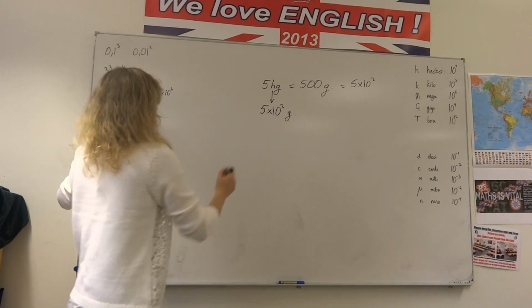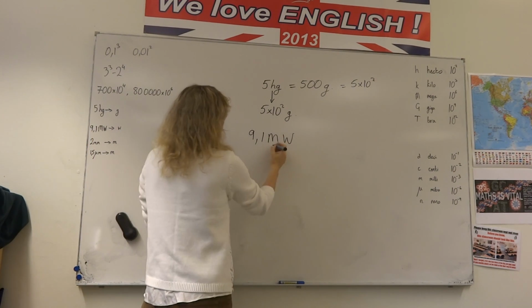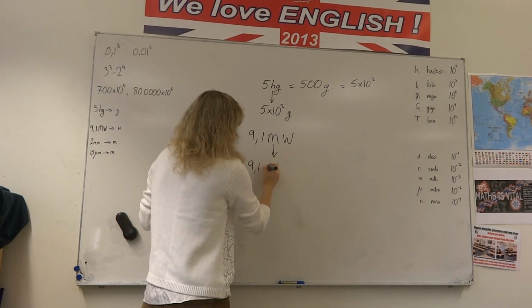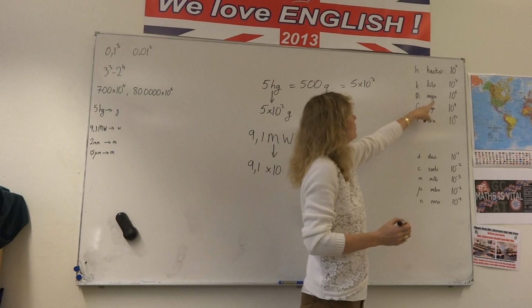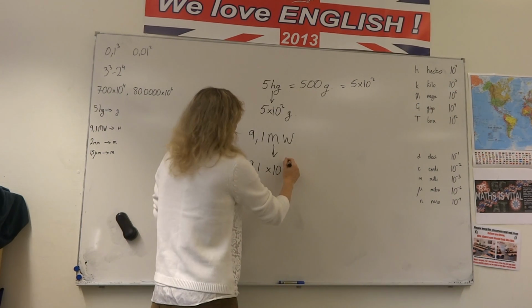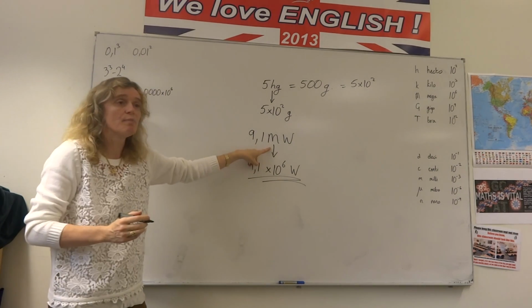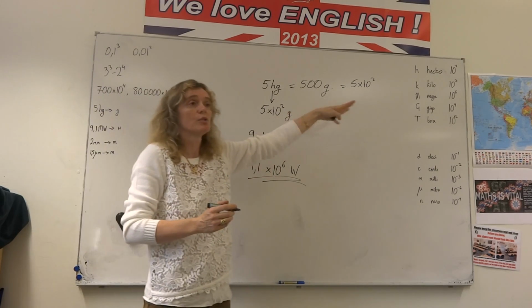So if we were to look at 9.1 megawatts, we would convert the letter M into its real term. Mega in the table means times 10 to the power 6, always. Times 10 to the power 6 watts. So we've already converted megawatts into exponential form without having to multiply everything through.